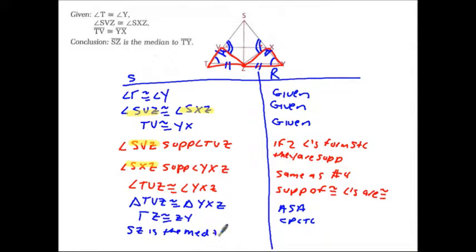So for our very next step, we're going to say SZ is the median to TY. The reason is if a segment connects the vertex to a midpoint, it is a median.